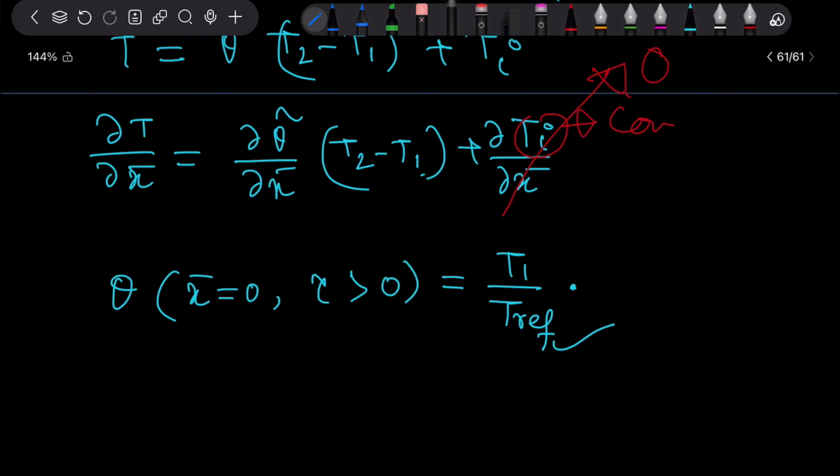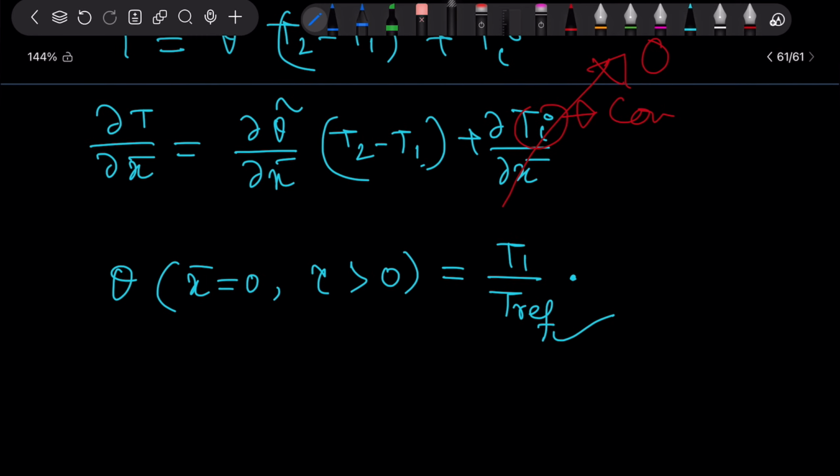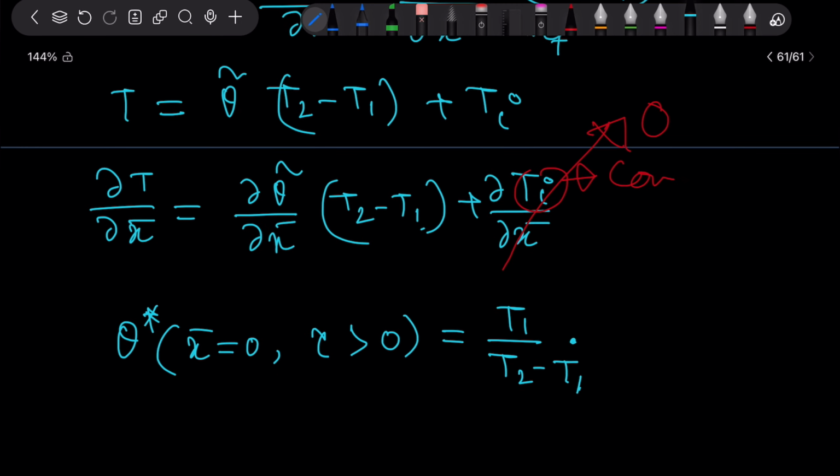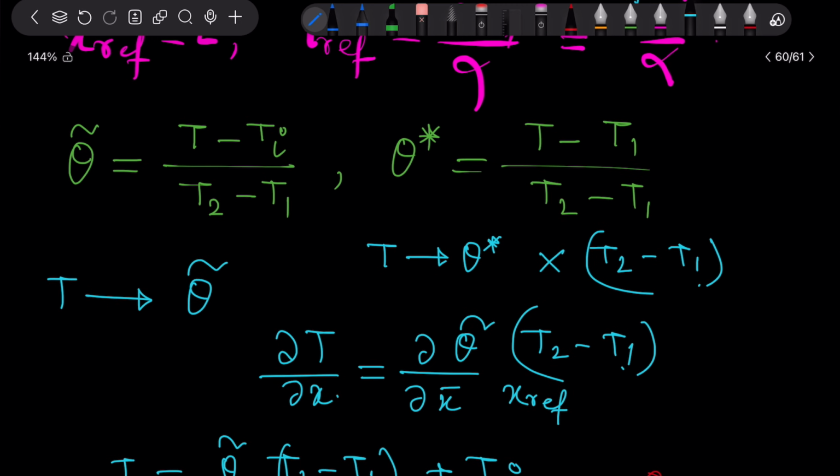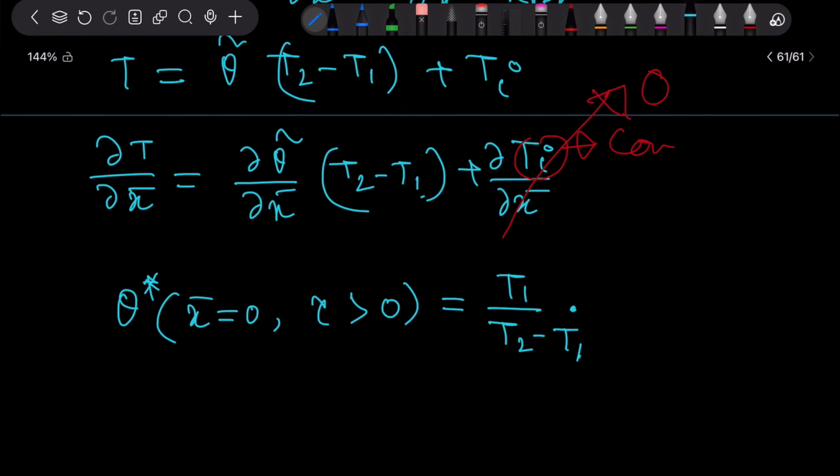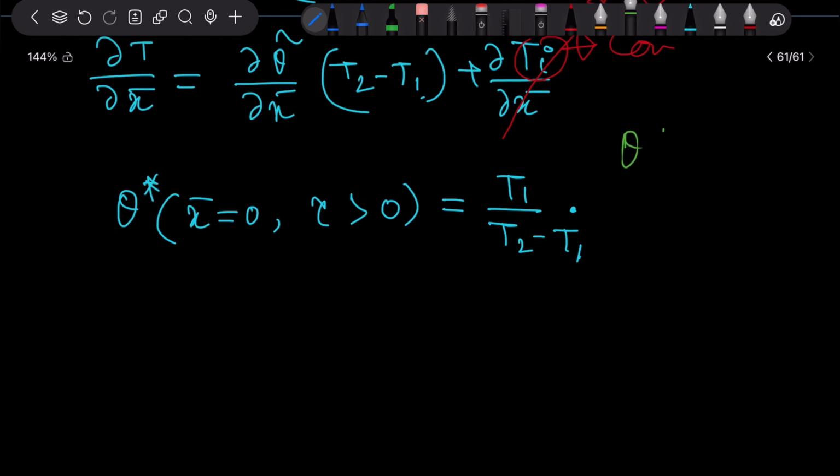Okay. So here you see, instead of t reference, if I had written my theta tilde here, then, let me first work with theta star. If I had written theta star here, then instead of t reference, this will be t2 minus t1, and this will be t1 minus t1, because this is my theta star. Okay, so let me write the theta star again. Theta star is t minus t1 by t2 minus t1.